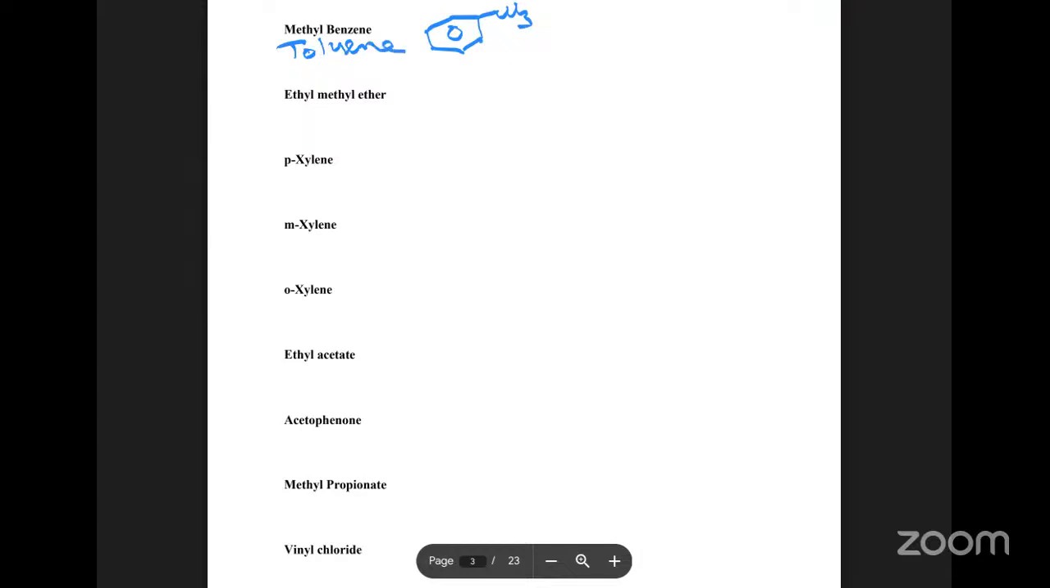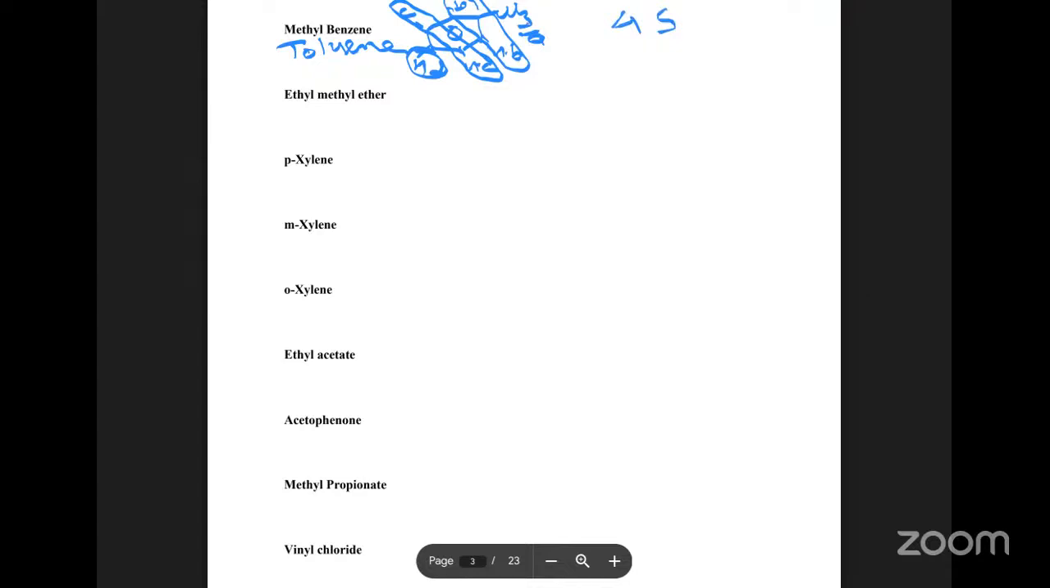Now, how many peaks will be there for this methyl benzene or toluene? So if you see here, this CH3 will be the A proton. Now this proton and this proton are the same. This one and this one are the same, and this one is different. So total A, B, C, and this will be D. Now here this will be C and this will be B. So there will be 1, 2, 3, and 4. 4 signals will be there for toluene.